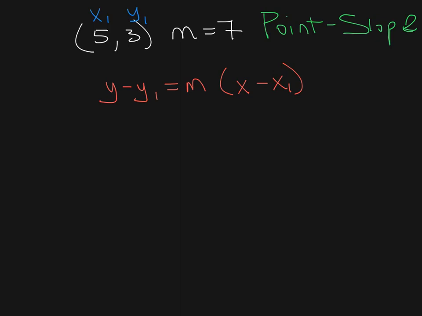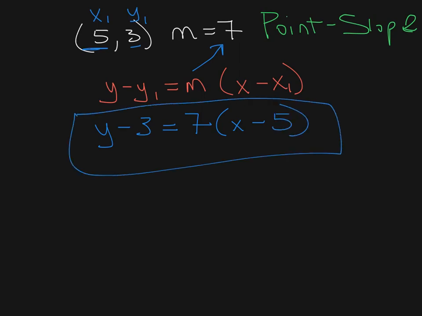So we're going to leave the y and the x, a y and an x. So we're going to go y minus y1, which is 3, equals m, that's 7, times, again, you leave the x and x, and then minus the x1, which is 5. That is all you have to do to put it in point slope form.